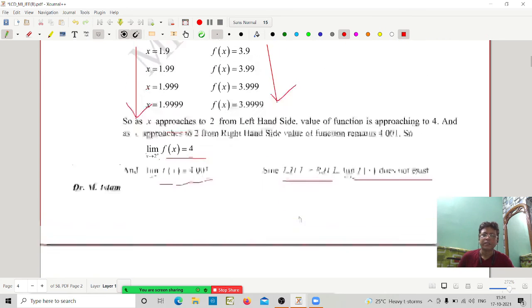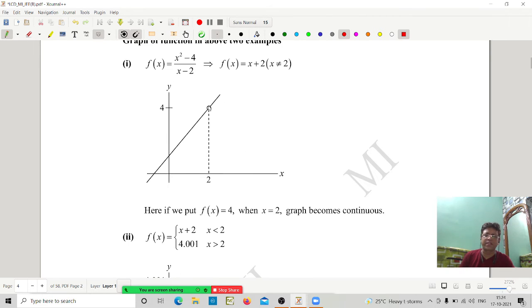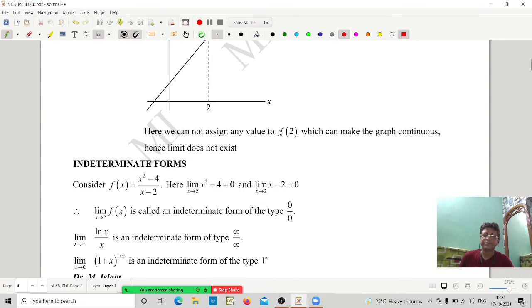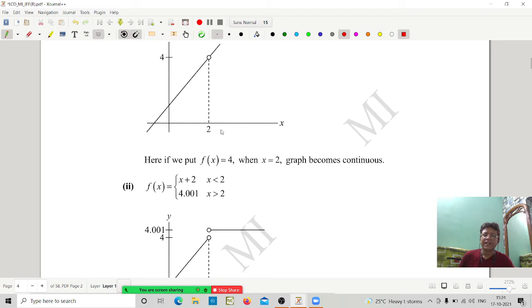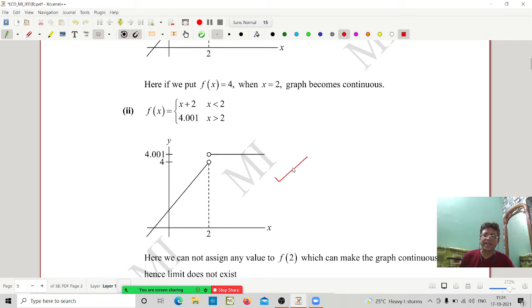Okay, let's have another example. We have already discussed this, and this is the diagram. You see the diagram here, and in this case your left hand limit and right hand limit are equal, so there is no jump actually. But in the second diagram, the second example, your left hand limit is this one and your right hand limit is this one, so there is a gap, so this is discontinuous actually.